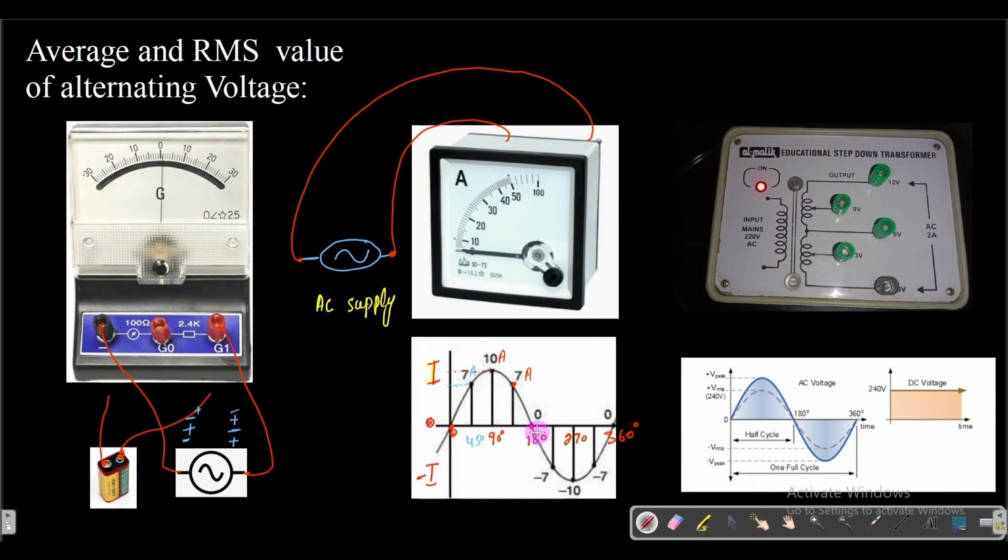On this side the polarity is changing, so at this position we have the negative sign, minus 7 amperes, because it is present on the negative y-axis. Here is the maximum alternating current but in the opposite direction, and here is minus 7, and at 360 degrees the value of the alternating current again comes to 0.